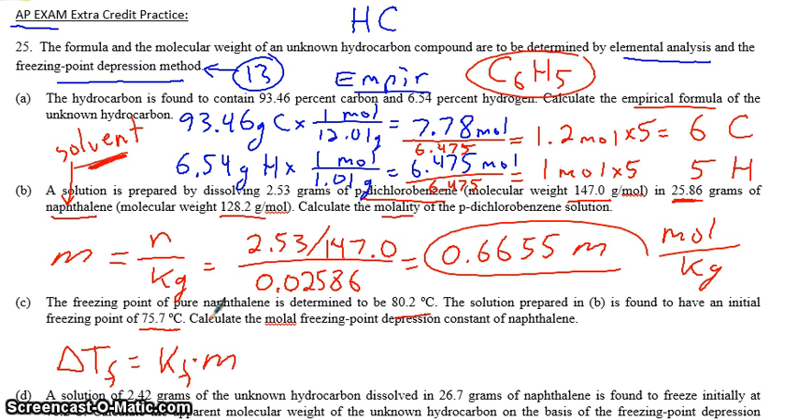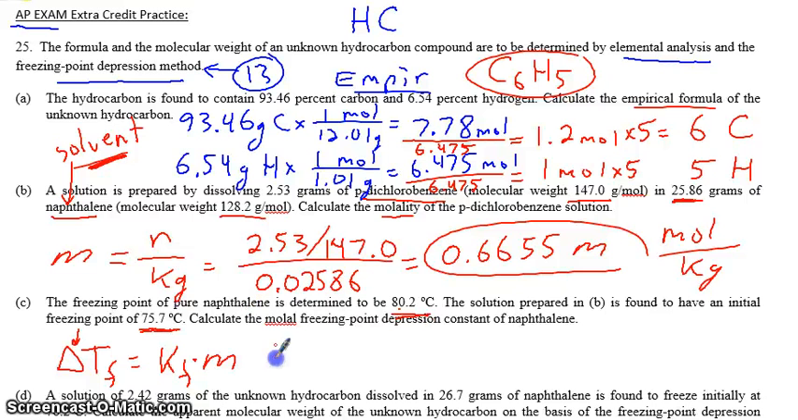So what they tell us is that the change in the freezing point after you add the substance goes from 80.2 to 75.7. So the change, remember, is final minus initial. If we subtract these two, we should get ourselves, it looks like, 4.5. That's about right.